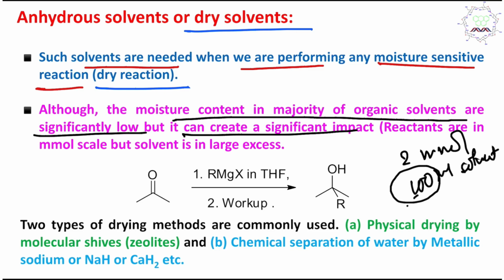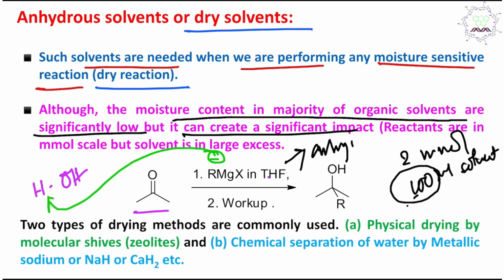For example, if you want to prepare a tertiary alcohol from acetone and RMgX in THF, if you take anhydrous THF, that's fine. But if you don't, there is water inside the THF, and we know water is more polar, and these Grignards have some carbanion character, so it acts as a base and abstracts this proton. So this is actually an acid-base type of reaction, and we know that acid-base reactions are the fastest reactions. So that's how the RMgX will be unnecessarily destroyed.